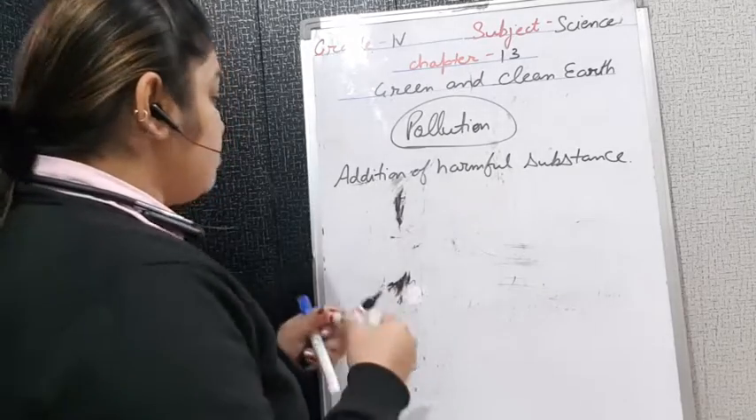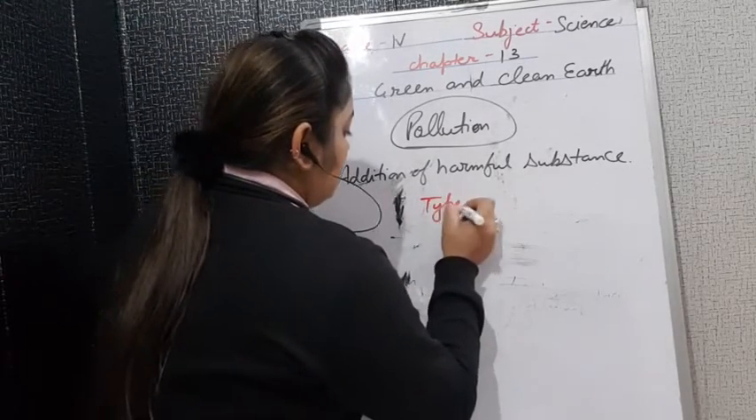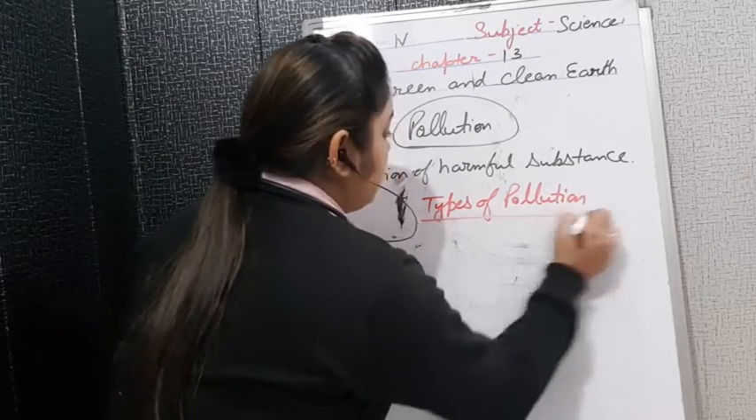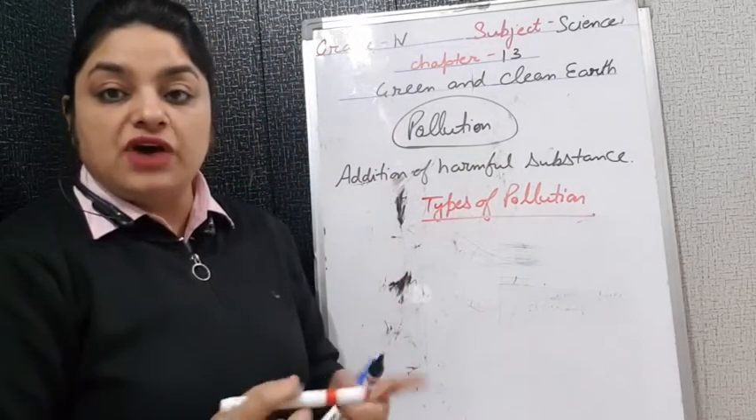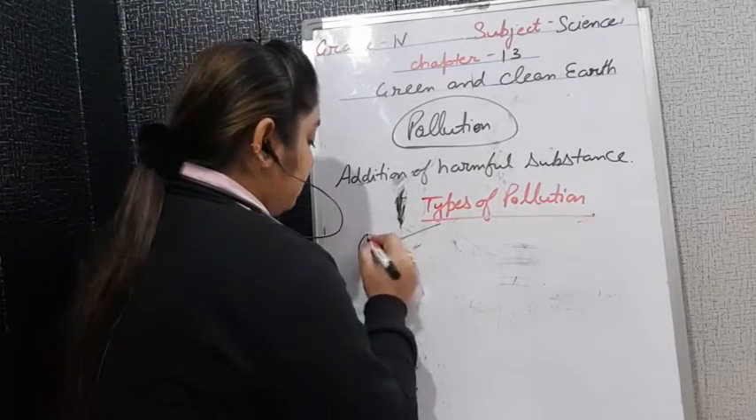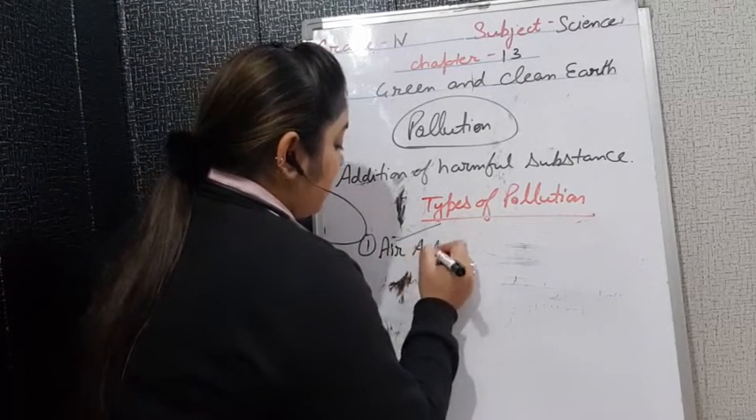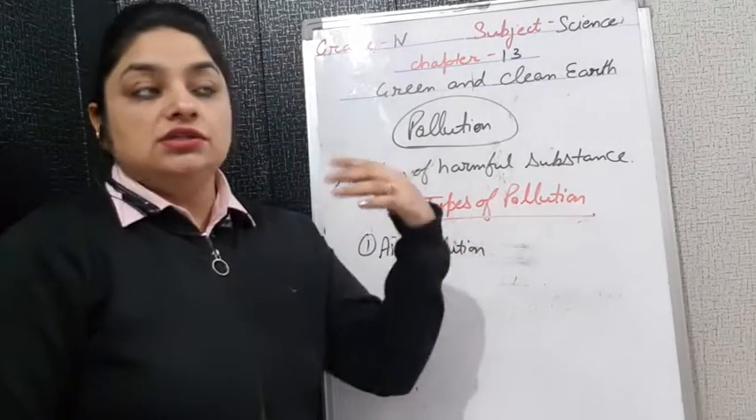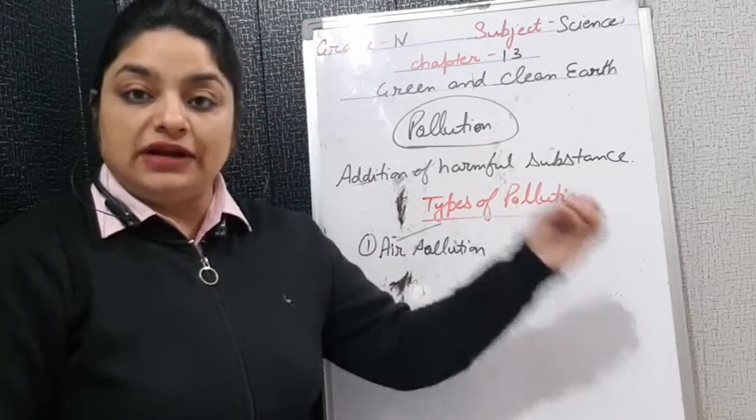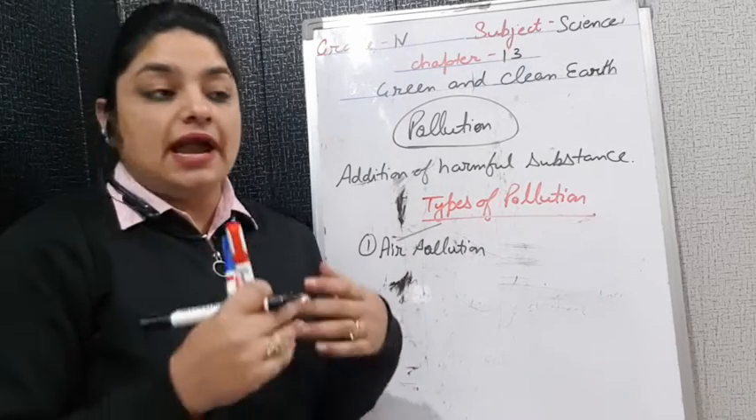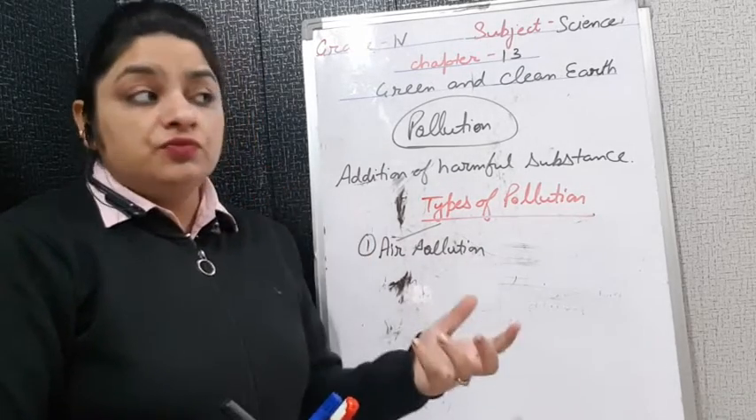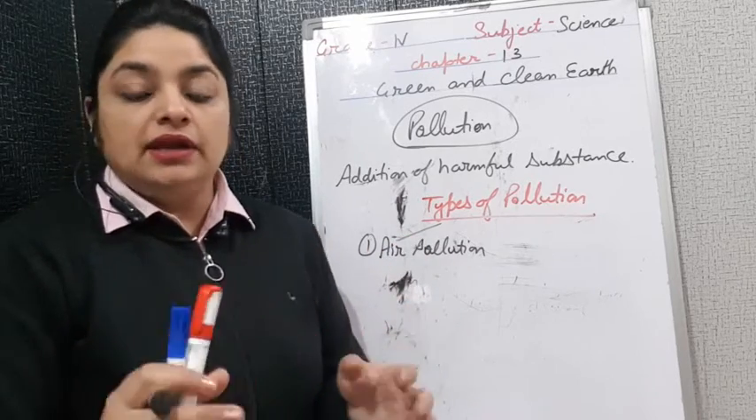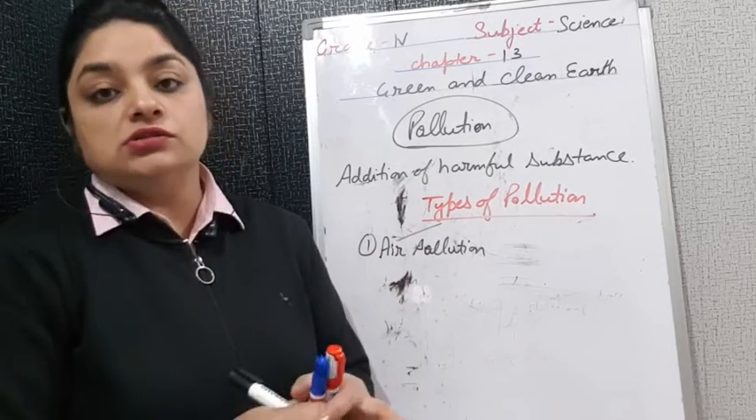There are four types of pollution. First one is air pollution. Now what is air pollution? Air pollution is simply the addition of harmful substances to the air, which makes the air dirty. For example, the smoke from the vehicles, from the chimneys of the factories, and even when we burn wood or any toxic plastic things, and also the firecrackers, all these are the causes of air pollution.